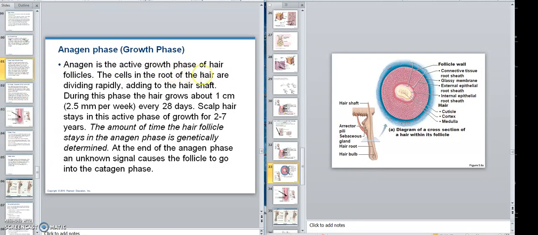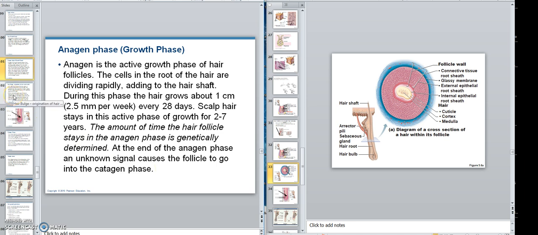Anagen is the active growth phase of hair. The cells in the root, the hair matrix cells, are dividing rapidly, adding to the hair shaft. During this phase, the hair grows about 2.5 millimeters per week, about 1 centimeter every 28 days. Scalp hair stays in this active phase for 2 to 7 years. Again, it depends on the person. The amount of time the hair follicle stays in anagen is genetically determined. At the end of anagen, an unknown signal causes the follicle to go into catagen and just stops growing.